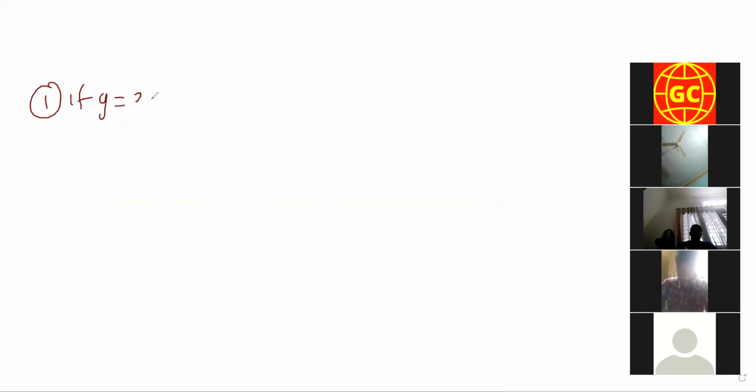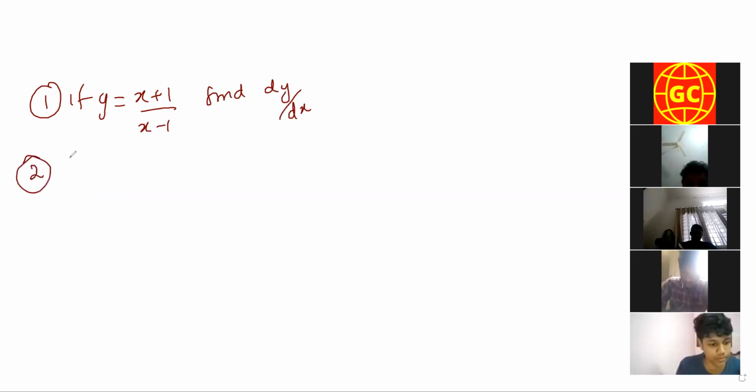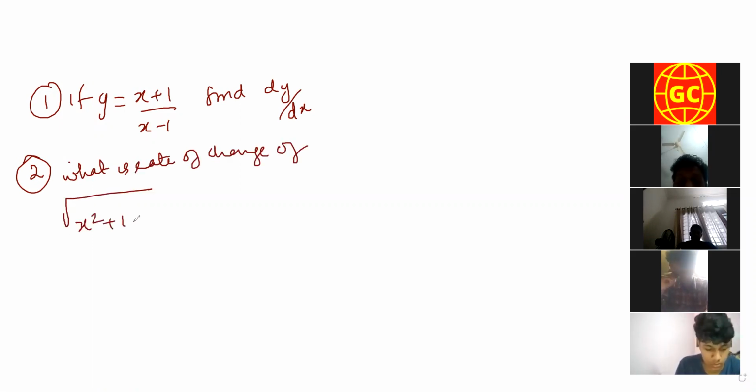If y is equal to (x plus 1) by (x minus 1), find dy by dx. That is one question. Second one: what is the rate of change of root of (x square plus 16) with respect to x, at x equal to 3? These are previous year questions, okay.